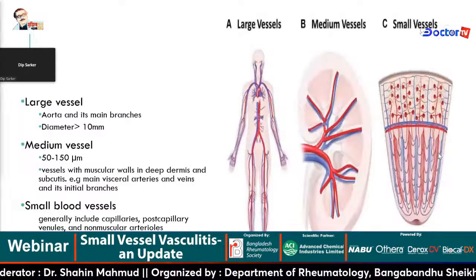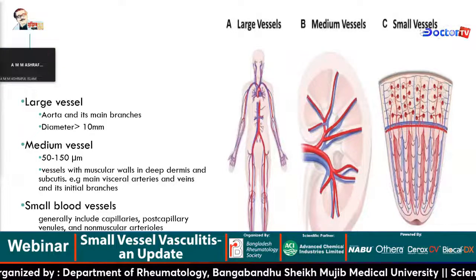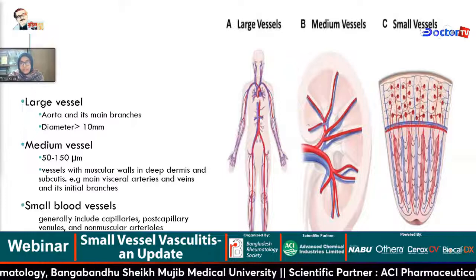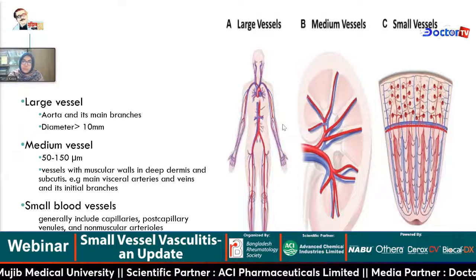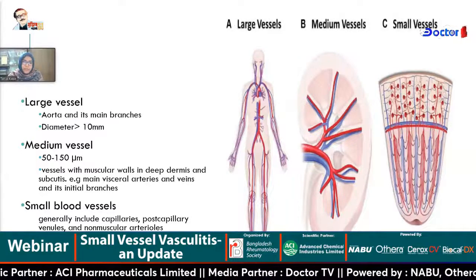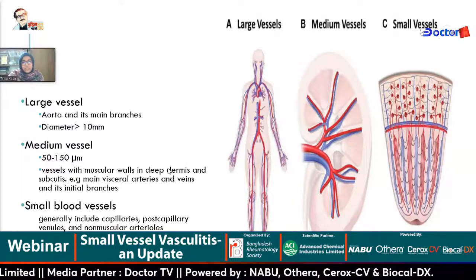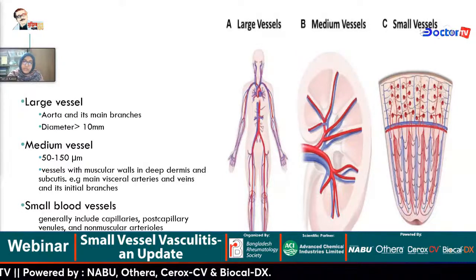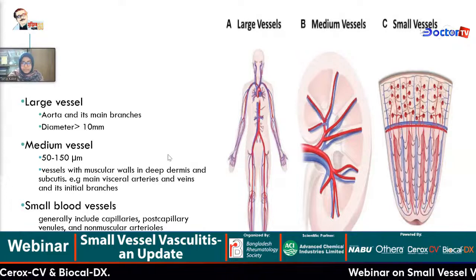The vessels are classified into large, medium, and small blood vessels according to their diameter. The aorta and its main branches are the large vessels with a diameter of more than 10 millimeters. The medium vessels include the vessels with muscular walls in the deep dermis and subcutis, mainly the main visceral arteries and veins and their initial branches. The small blood vessels include capillaries, post-capillary venules, and non-muscular arterioles. Typically, the diameter is less than 50 micrometers.